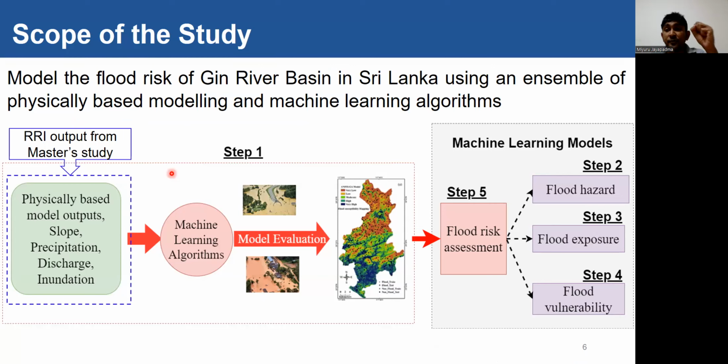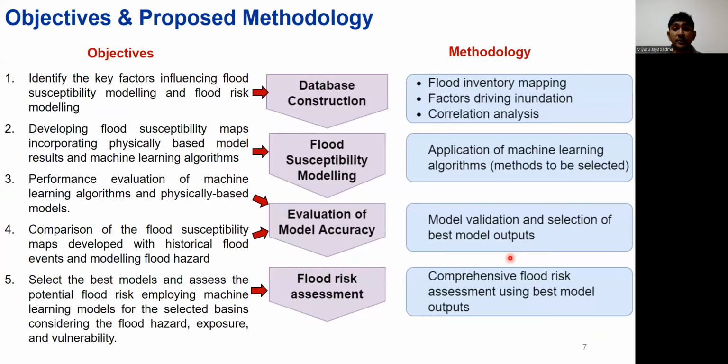As I said earlier, I'll be fusing the inundation depths and the areas I obtain from the physically based model outputs. Then I'll be selecting suitable machine learning methods to model the flood susceptibility and then the flood hazard in the basin, exposure, vulnerability, and finally to model the flood risk assessment, flood risk in the basin. So these are the objectives I'm going to achieve in my study, and this is the methodology I'm to adopt to achieve those objectives. As I explained earlier, I'll be using the physically based model outputs, and along with that, I'll be using suitable machine learning methods to model the flood risk in the basin.